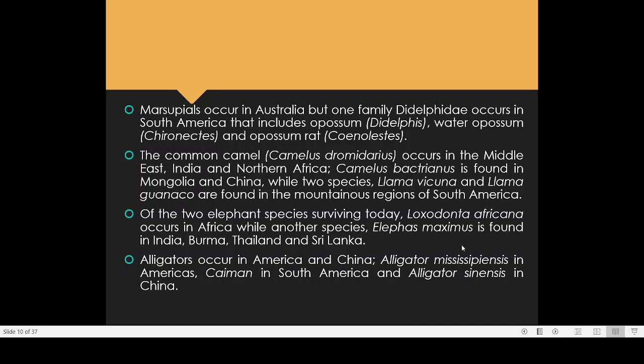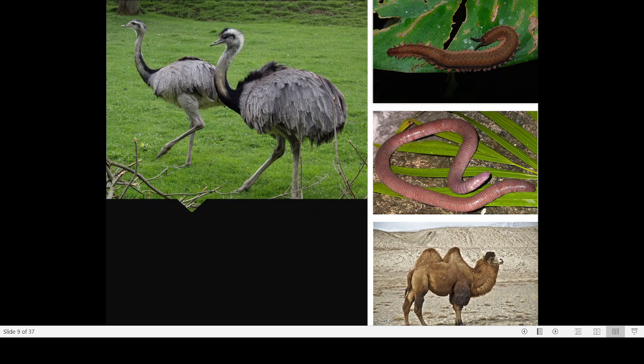Then about Elephas maximus and the mastodon, I have already explained. The Asian elephant is right now present in India, Burma, Thailand and Sri Lanka. Then alligators: right now alligators are present in only two areas, North America and China. So Alligator mississippiensis in America, caiman in South America, and Alligator sinensis in China. But in other parts of the world they got extinct. So these are some examples of discontinuous distribution.